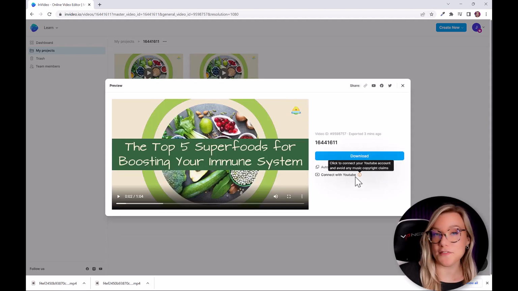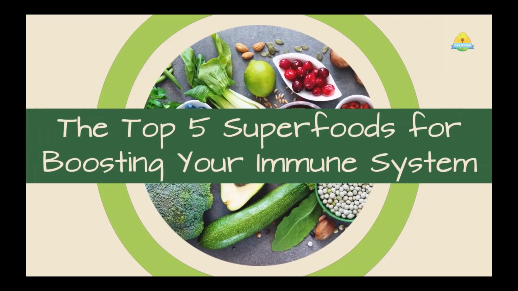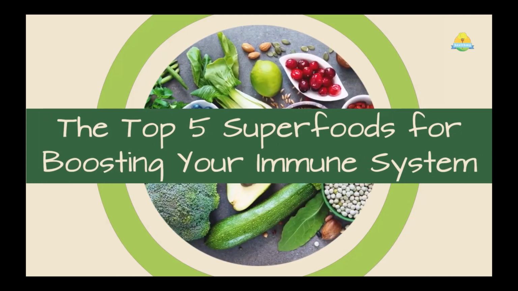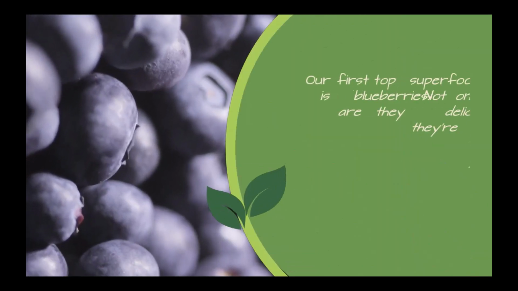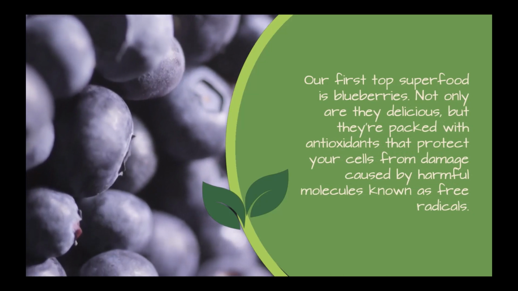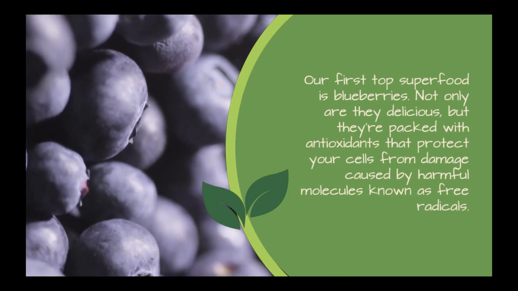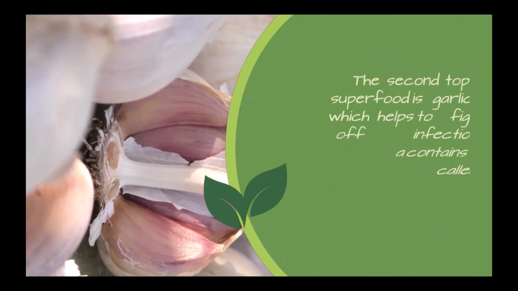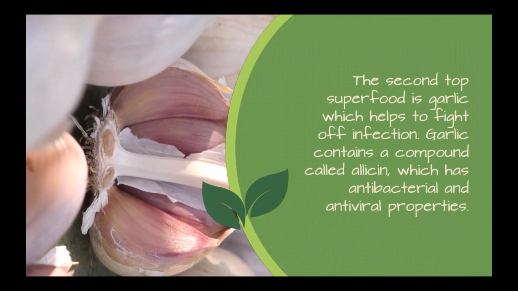Okay, so now that the video has finished exporting, we can watch it and see the quality of the video that we've just produced. Hey guys, welcome to our channel. Today we're going to talk about the top 5 superfoods for boosting your immune system. Our first top superfood is blueberries. Not only are they delicious, but they're packed with antioxidants that protect your cells from damage caused by harmful molecules known as free radicals.